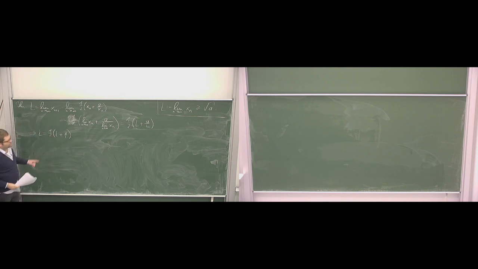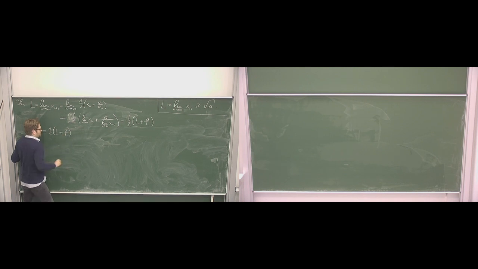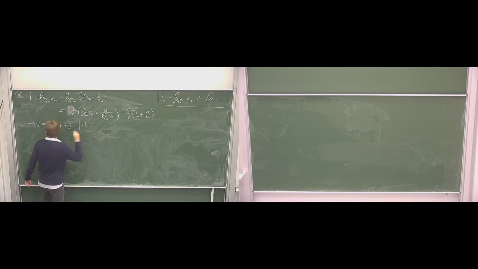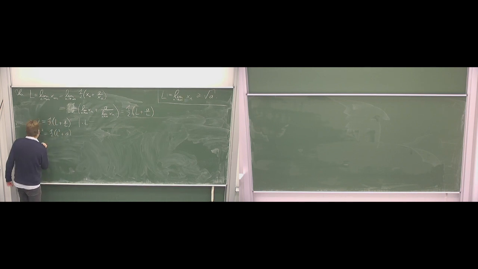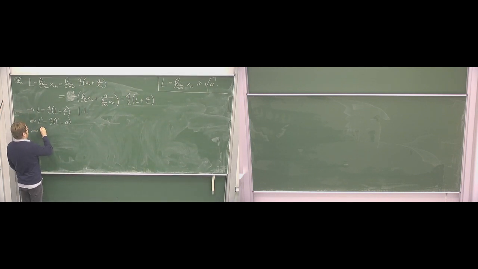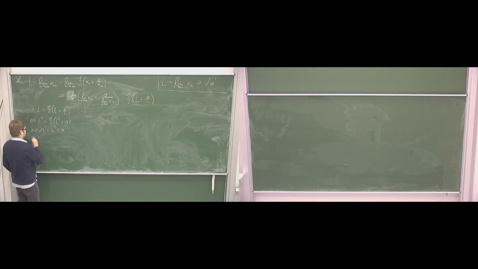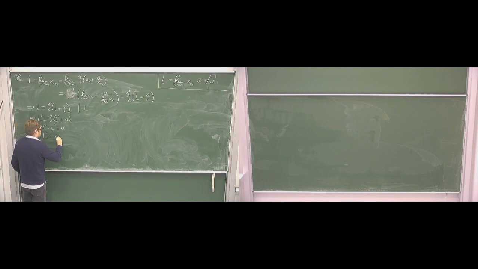We know that L is positive, so this is all fine with the quotient. If we now multiply both sides by L, we get that this is equivalent to L squared equals 1/2 L squared plus a. If we multiply by 2, we get 2L squared is L squared plus a, and this is of course the same as L squared is equal to a.